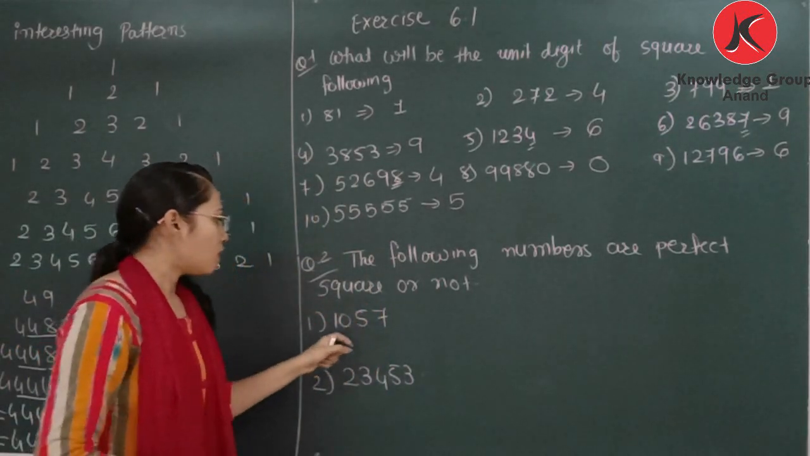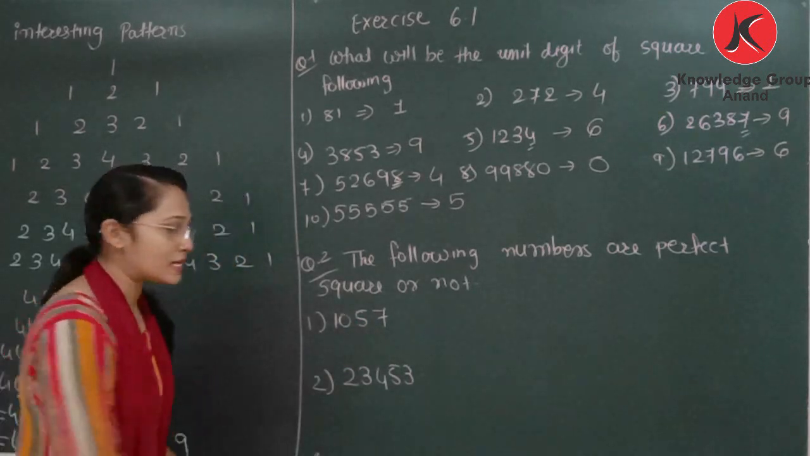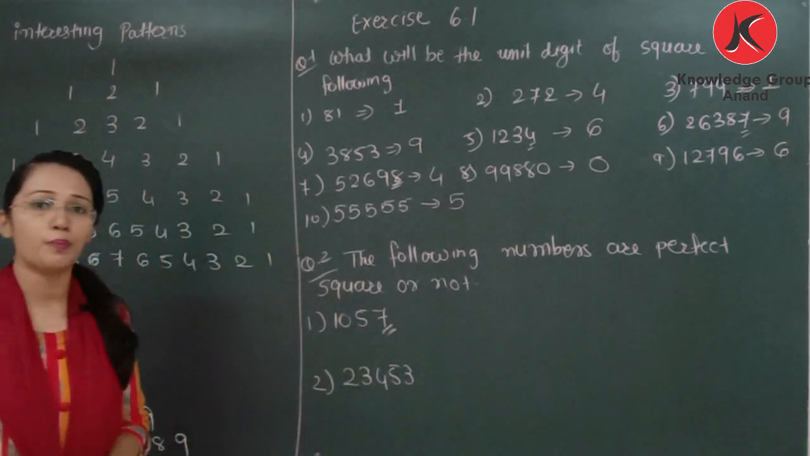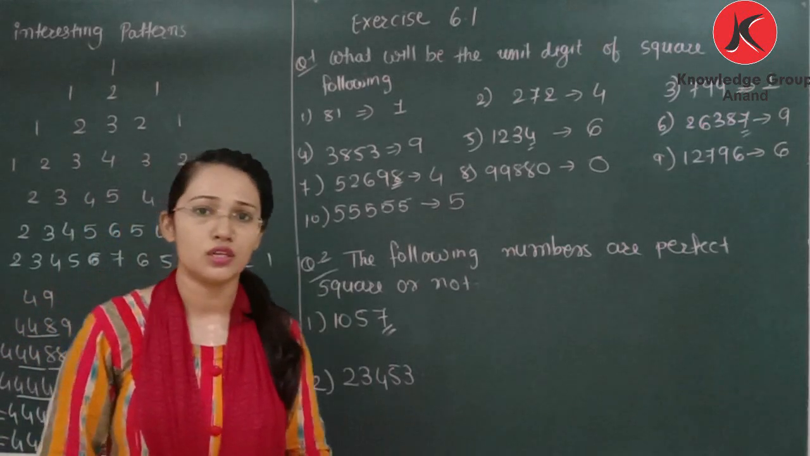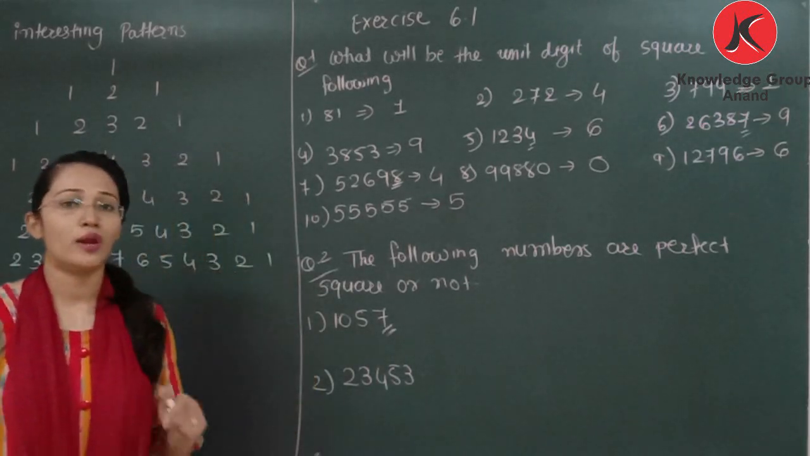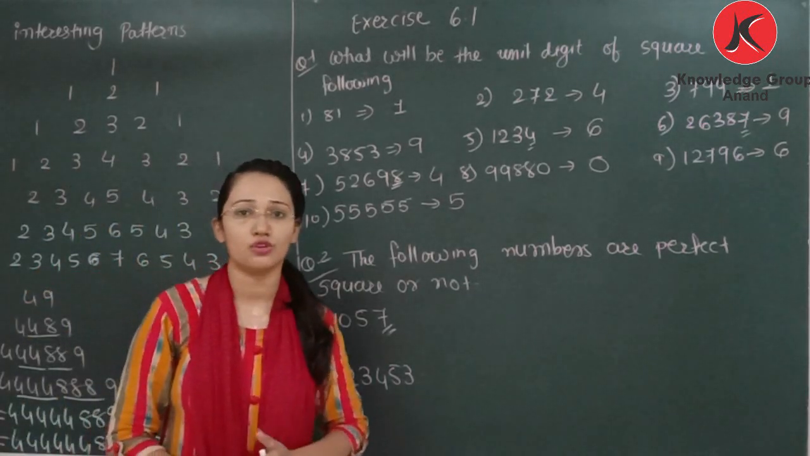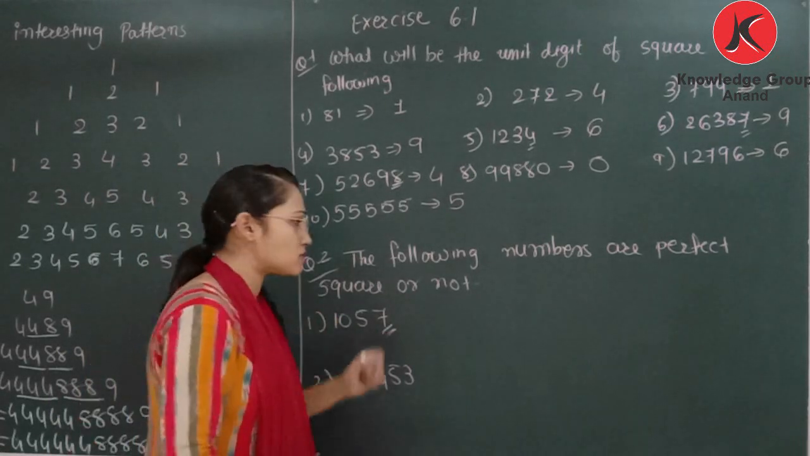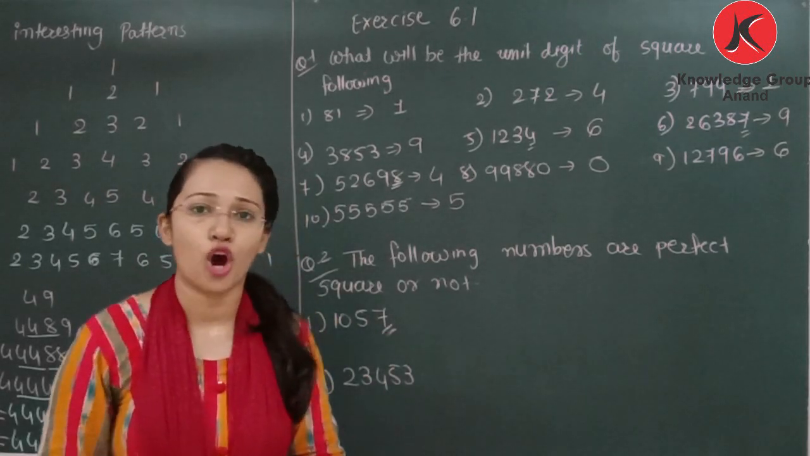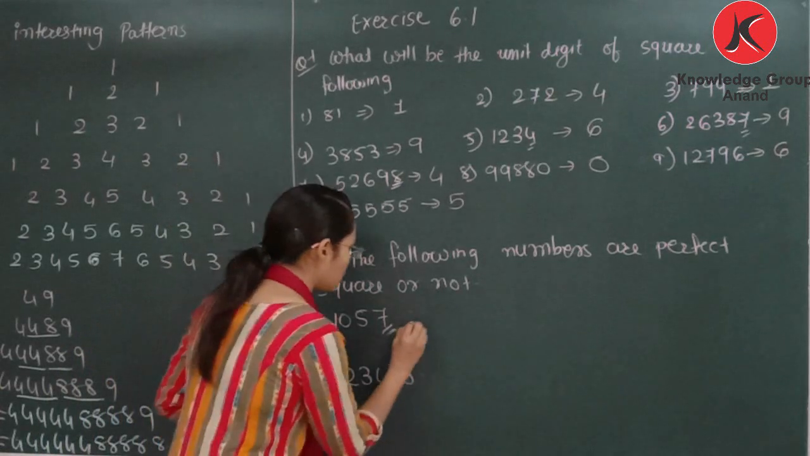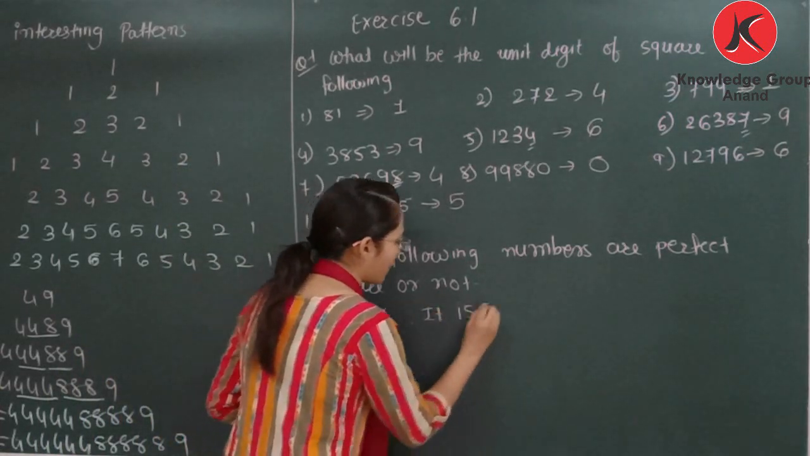So here 1057. You can see the last digit is 7 and none of the perfect square numbers has last digit 2, 3, 7, 8. But here the last digit is 7, which means it cannot be a perfect square. So it is not a perfect square.